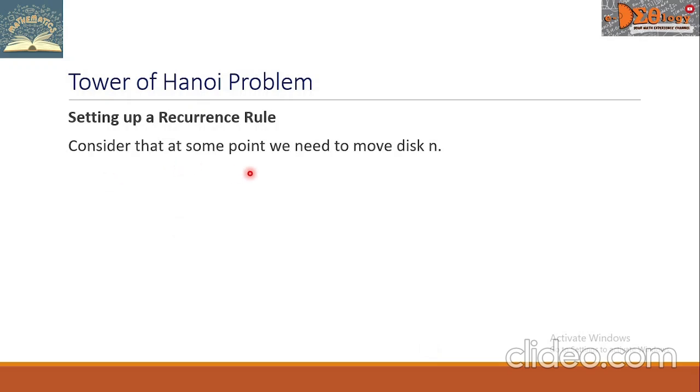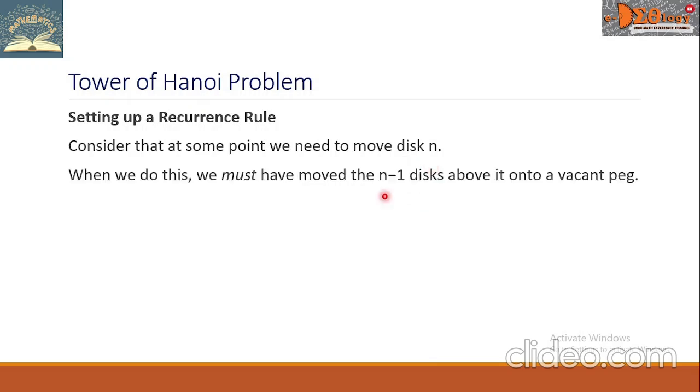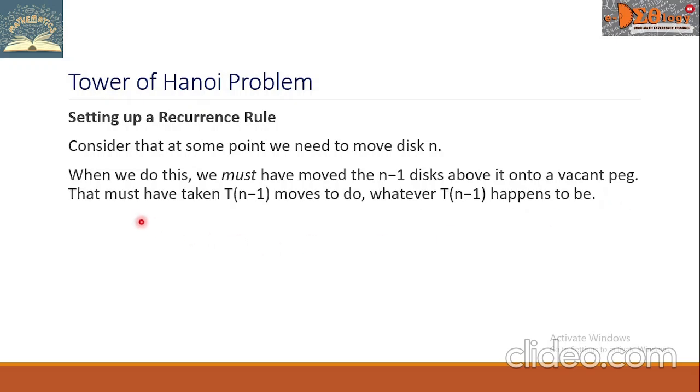Consider that at some point, we need to move disk n. When we do this, we must have moved the n minus 1 disks above it onto a vacant peg. That must have taken T of n minus 1 moves to do, whatever T of n minus 1 happens to be.